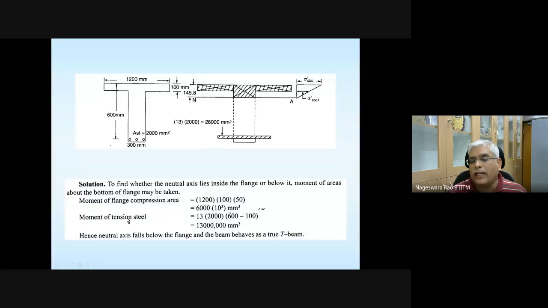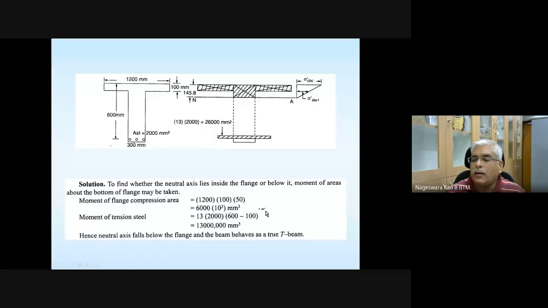So the moment of the tension steel is more. In the preliminary check, assuming the neutral axis to be at the bottom of the flange, the moment of tension steel is more, whereas the moment of the compression area is less. So we need to include some more area on the compression side. Then only this value, 6,000 multiplied by 1,000, is going to come closer to this value. We need to add some more portion.